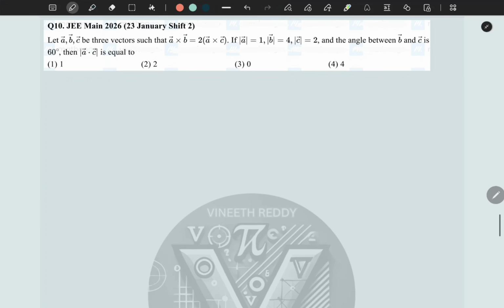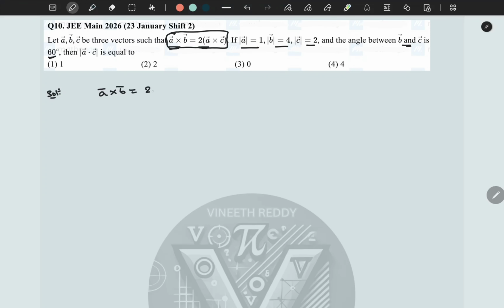Now the question says: let A, B, C be three vectors such that A cross B is twice of A cross C, magnitude of A is 1, magnitude of B is 4, magnitude of C is 2, the angle between vector B and vector C is 60 degrees, then mod of A dot C is equal to. So very typical question. We have seen this type of questions a lot in the previous years also, that is 2025 and 2026 also.